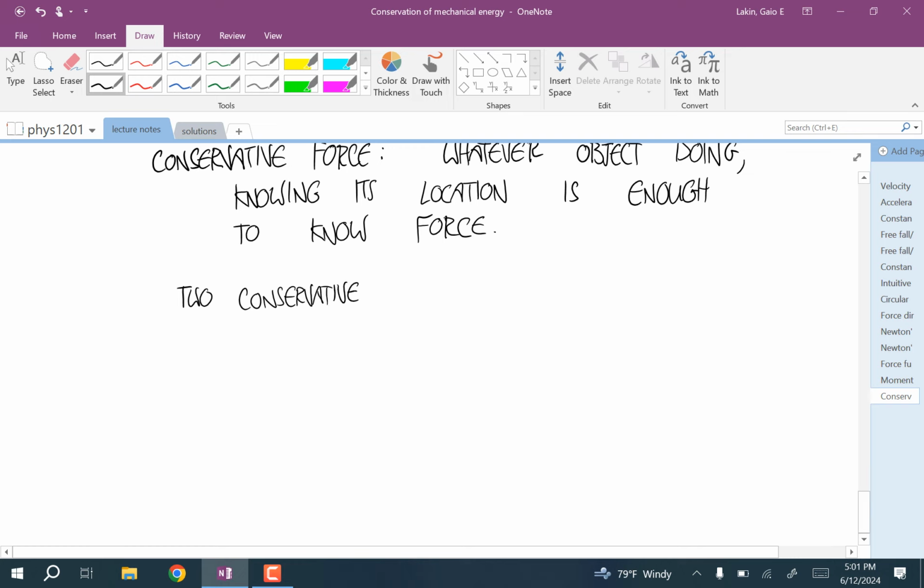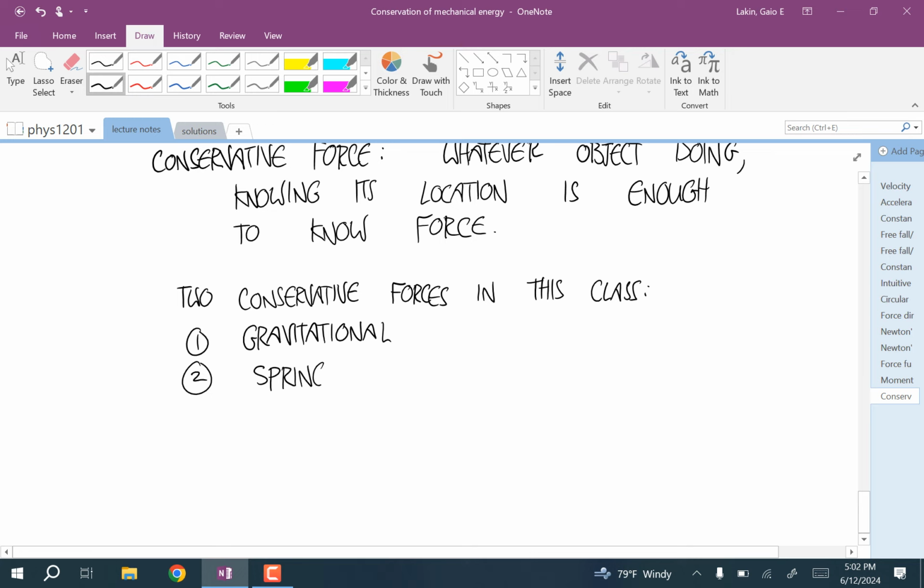And so if you want to ignore, well, I don't recommend this, but if you want to ignore the meaning of conservative forces and just remember that these are the two conservative forces we're using, that would actually work perfectly well. So there are two conservative forces in this class. Those are gravitational forces, the weight, and the second one is forces applied to an object by springs. So I'll just call that spring forces.